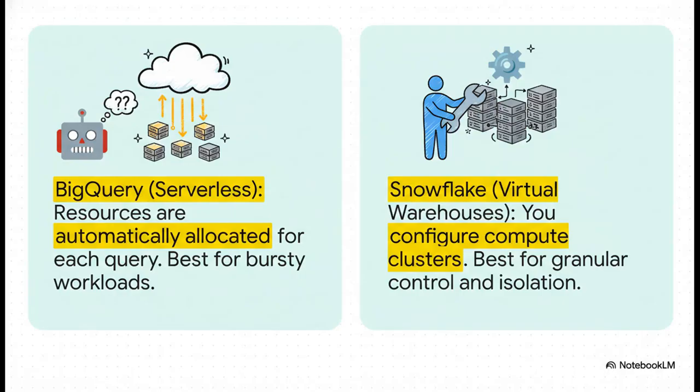Of course, you really can't talk about BigQuery without mentioning its biggest rival, Snowflake. And their whole approach is fundamentally different. BigQuery, as we said, is truly serverless. It's all automatic. Snowflake, on the other hand, uses something it calls virtual warehouses. Think of these as compute clusters that you set up and manage. It gives you a lot more fine-grained control over everything.